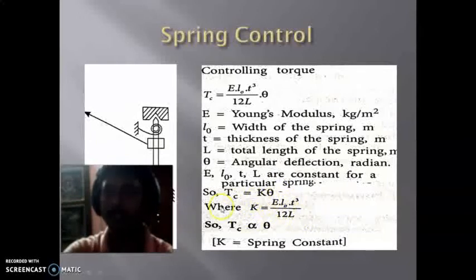K is a constant. So now we can replace this K into this equation, then Tc will be equal to K into theta. So now we can say that Tc is proportional to theta, meaning due to the angular deflection, the controlling torque is developed proportionally. So this is the kind of arrangement by which the control can be done.